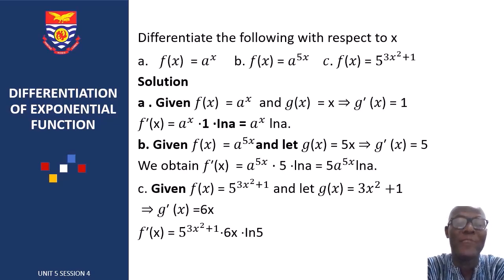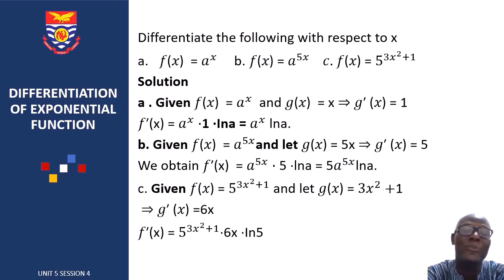Differentiation of exponential functions. Now let's differentiate the following functions with respect to x. A, f of x equals a power x. B, f of x equals a power 5x. Then C, f of x equals 5 exponent 3x squared plus 1. These are exponential functions, but in another form, not the base e, but rather a and 5.